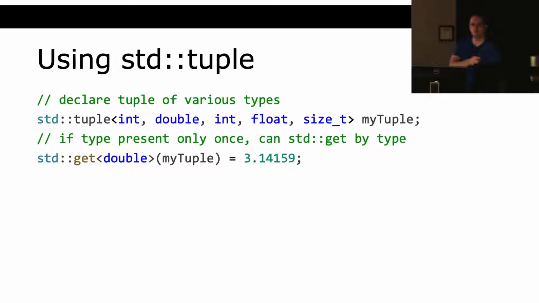If a type is in the tuple exactly once, I can use this syntax where I say std::get of the type. Up here you can see there's only one double in this tuple. So if I say std::get<double> and then call the variable my tuple, it knows exactly how to get that. So this is how I would set that variable here. But let's say I want to get access to that second integer. If I say std::get<int>, I don't actually know what will happen, because it can't get it since there's two different ints, so it doesn't know which one to return.